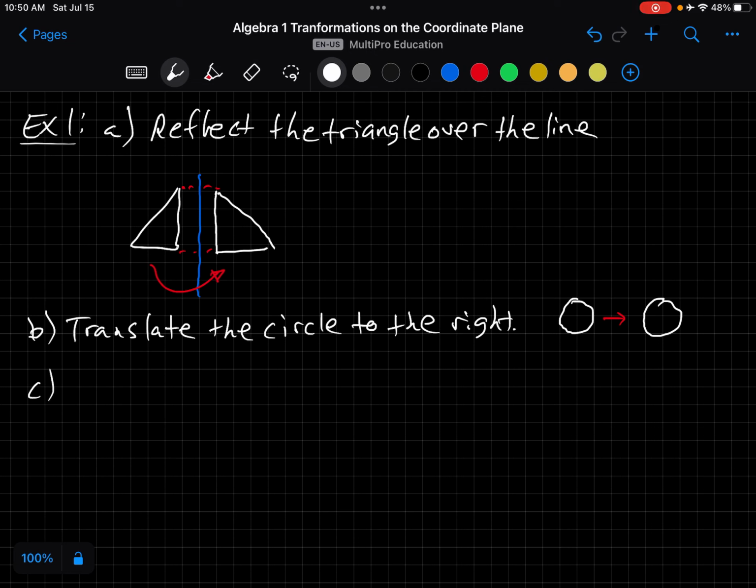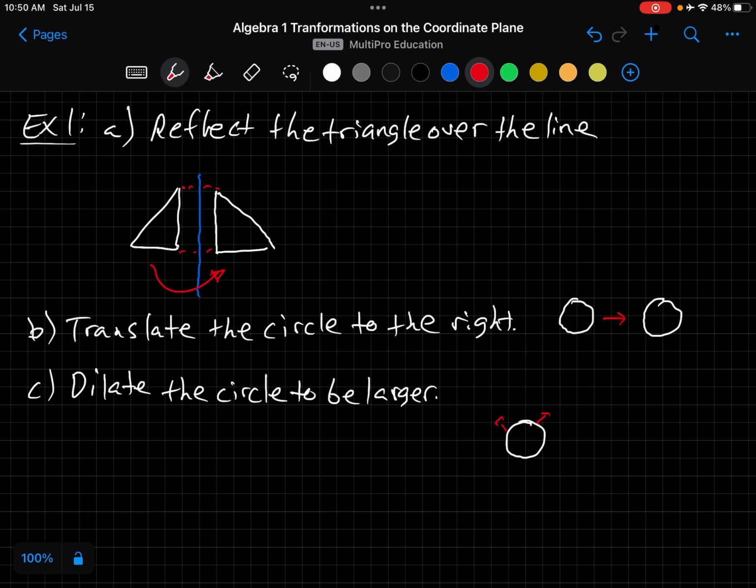All right, let's do another one. We are going to dilate the circle to be larger. Okay, so we have a circle here, and what we need to do is make it grow out, right? It needs to be larger. So then it looks like this. So same circle, just larger.